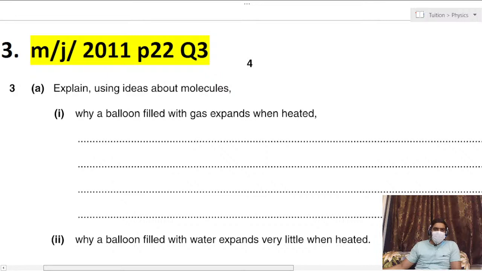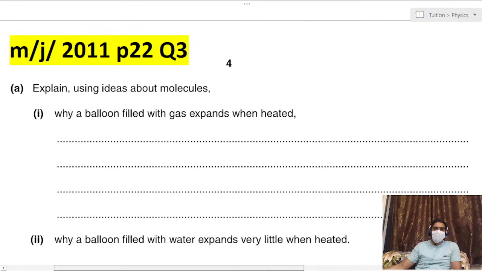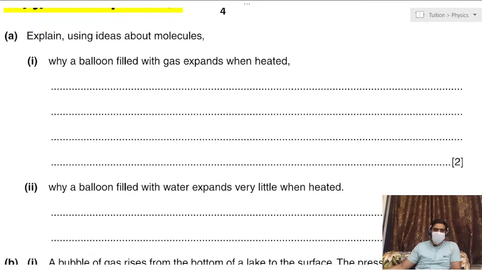All right, May June 2012, 2011, paper 2-1, question 3. Explain using ideas about molecules why a balloon filled with gas expands when heated. Yeah, I'm looking at the chat box. Anyone would like to respond to it?